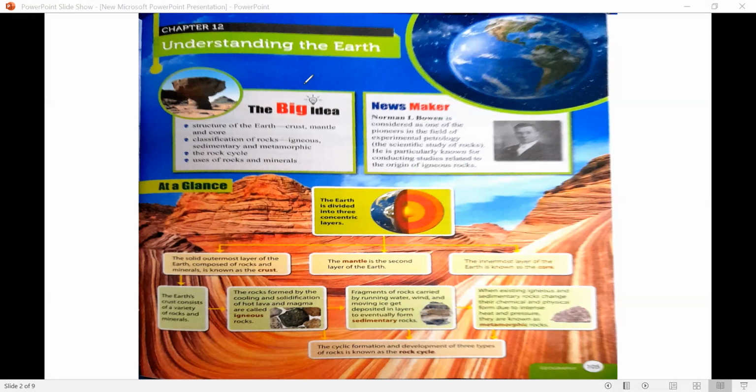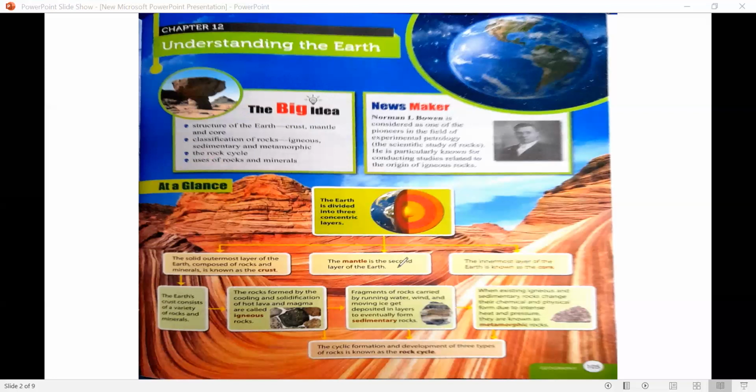So we have looked at who the newsmaker is, we have looked at the big idea of this chapter, and we have also looked at the name of this chapter. So now we are going to take a glance at this chapter. The glance tells us that the earth is divided into three concentric layers. These three concentric layers are the crust, mantle, and the core. The solid outermost layer of the earth, composed of different types of rocks and minerals, is known as crust. We can also say that on the crust, we all human beings survive.